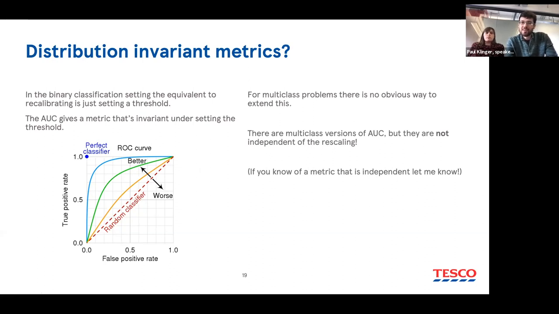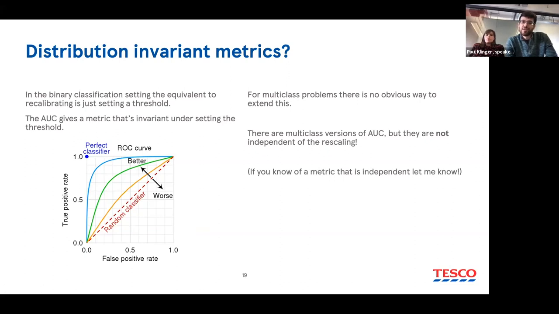And there are multi-class versions of AUC, which sound like they would work, but they actually don't. If you do this rescaling that I mentioned before, then these metrics change, so they're not independent. And there are other metrics like mean average precision, similar to what's used for object detection, but that also changes when you do this kind of recalibration.